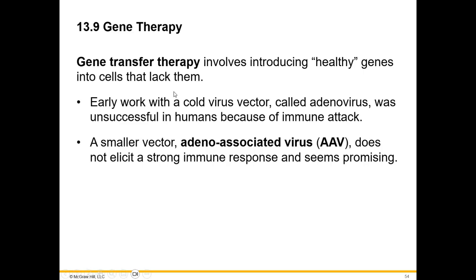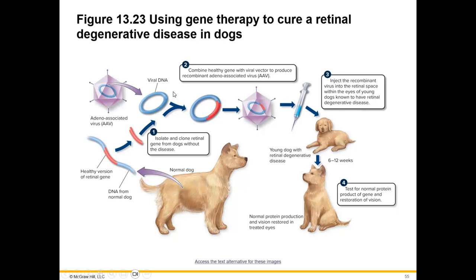We also discuss gene transfer therapy in this chapter, which involves introducing healthy genes into cells that lack them, or even cutting out genes that have been mutated or genes that are problem-causing and replacing them with genes that are beneficial. There was early work with a cold virus vector called the adenovirus, which was unsuccessful in humans because of that same problem with immune rejection. And as a result, we've started using a smaller vector that is less problematic, the adeno-associated virus, because it does not elicit a strong immune response, and so far the results seem promising.